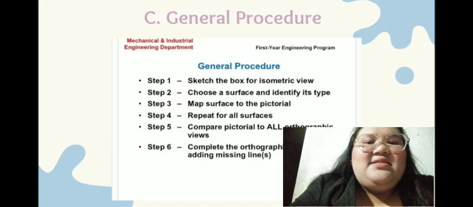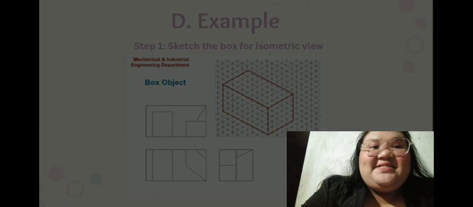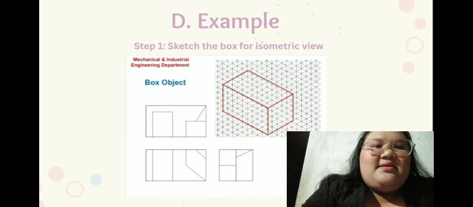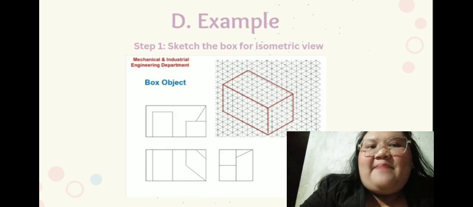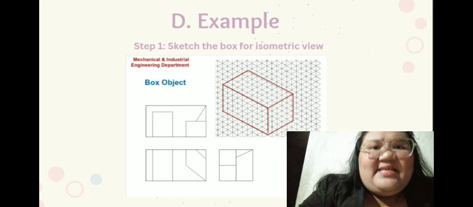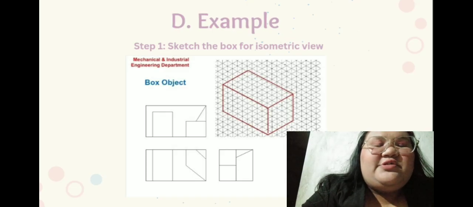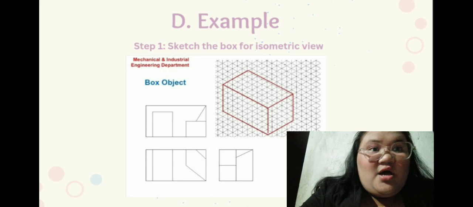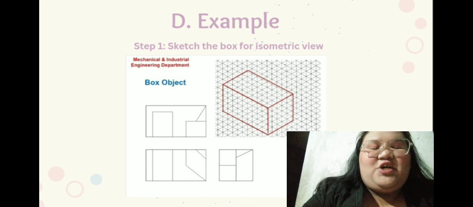Now, let's tackle it one by one. For step 1, sketch the box for isometric view. Start by drawing a basic isometric box that represents the overall size of the object. This box acts as a container where you will construct the shape. It helps you establish the height, width, and depth correctly.